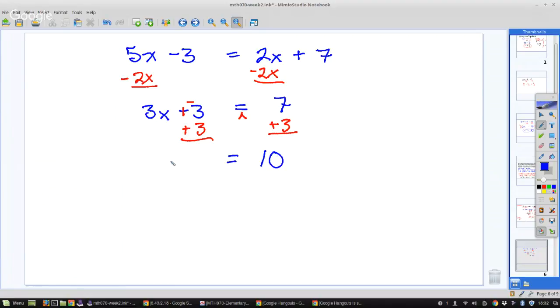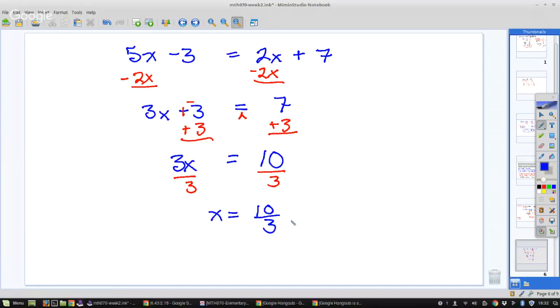And on the left side, I have 3x. Next thing, break that multiplication by dividing. And so I think that x is 10/3.